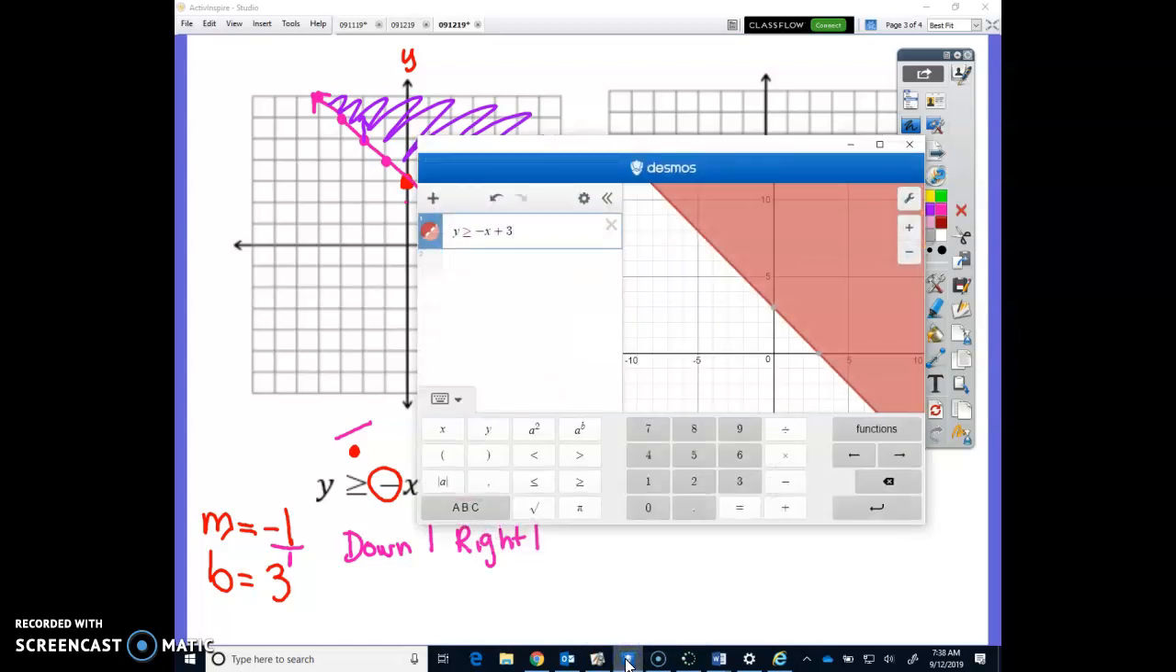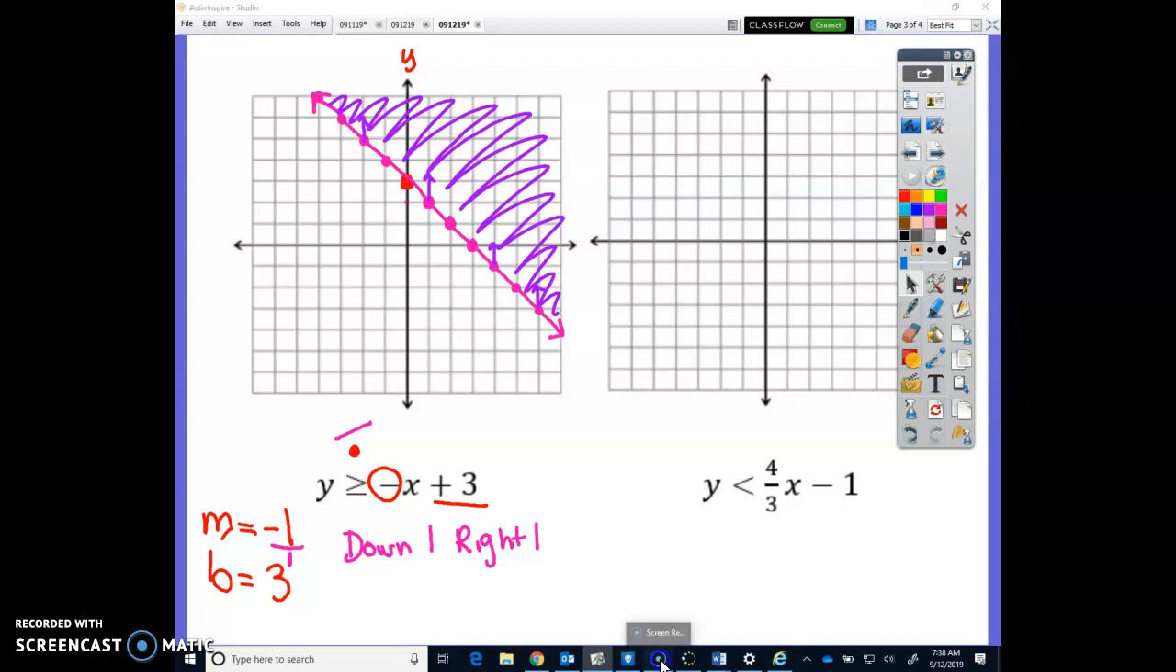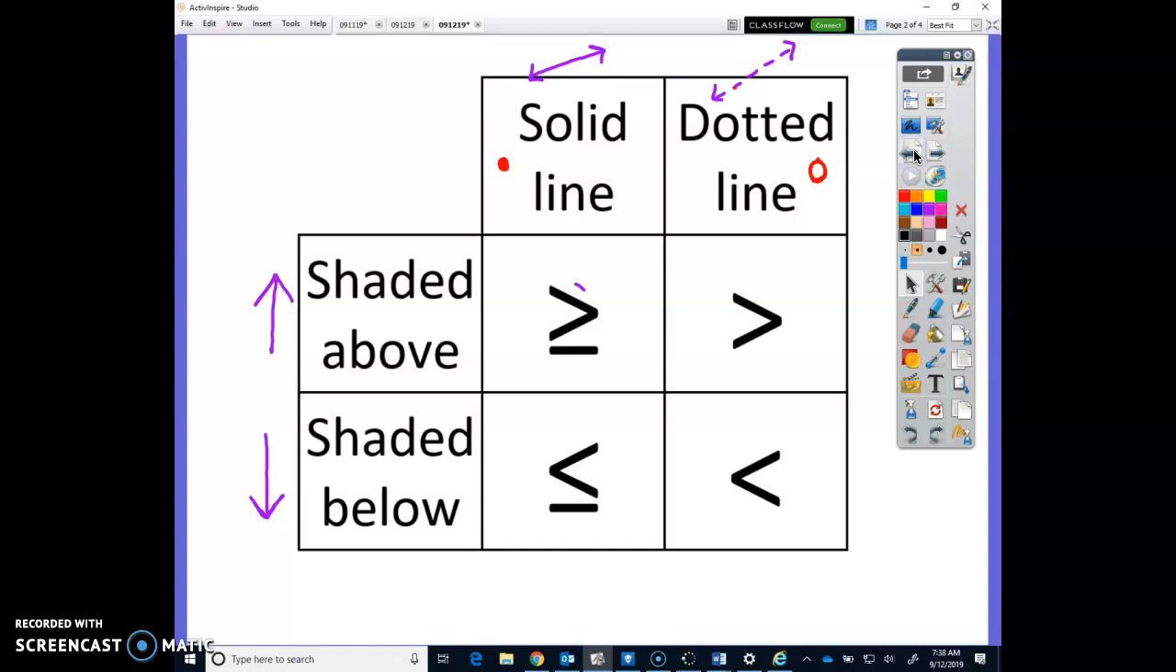Let's do the next one real quick. On this one, my symbol is going to be open circles and a dotted line. Open circle and a dashed line. And we're going to be shading down, because this one right here says that it's a dotted line, open circle, and it's shading below.